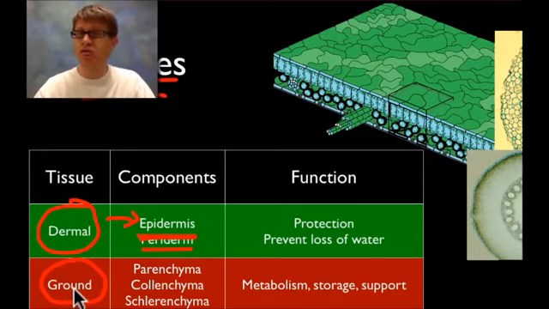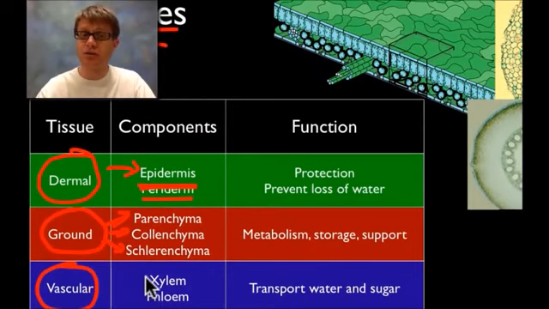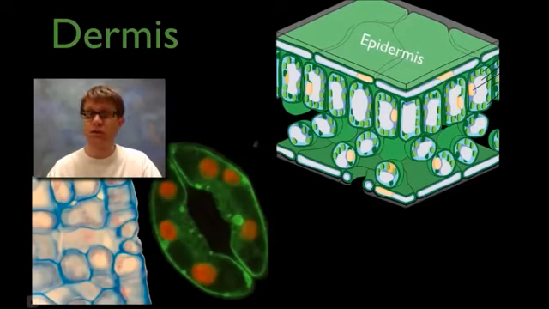Ground tissue is going to be just run-of-the-mill cells. And so this is going to be broken into 3 types, and these words are really fun to say: parenchyma, collenchyma, and sclerenchyma. Basically, they do the jobs of the plant. So they're going to be the site of photosynthesis, for example, in the leaf, but it's going to be metabolism, storage, growth, all of that's going to be in the ground tissue. And then finally, we have the vascular tissue. That's made up of 2 types, xylem and phloem, and they're going to move the water and the sugar. So we'll get more specific to each of these.